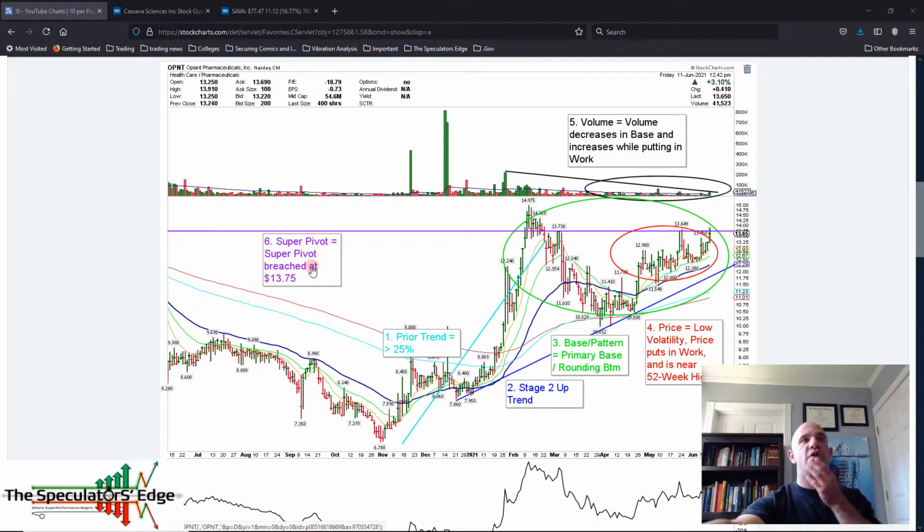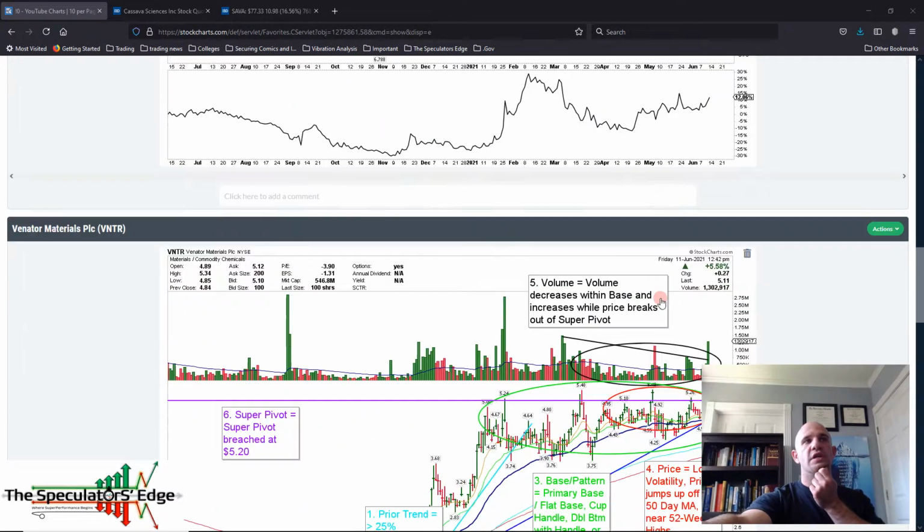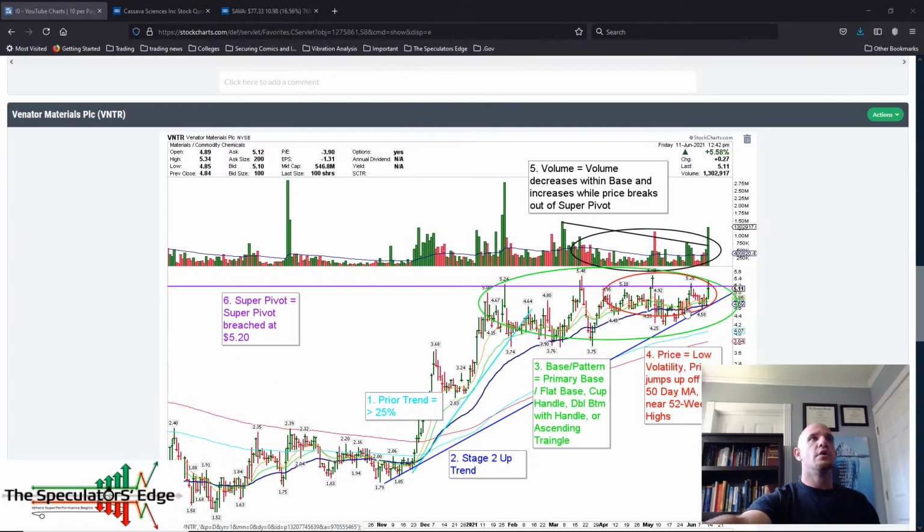The super pivot was breached at $13.75, was right here. Like I said, wait until that close above $13.75, or wait until closer to the end of the session to see how the stock is acting. Hopefully it holds that $13.75. Right now it's at $13.65, so hopefully it'll hold that level, and if it does, then that's a pretty good indication we got some more room to run.